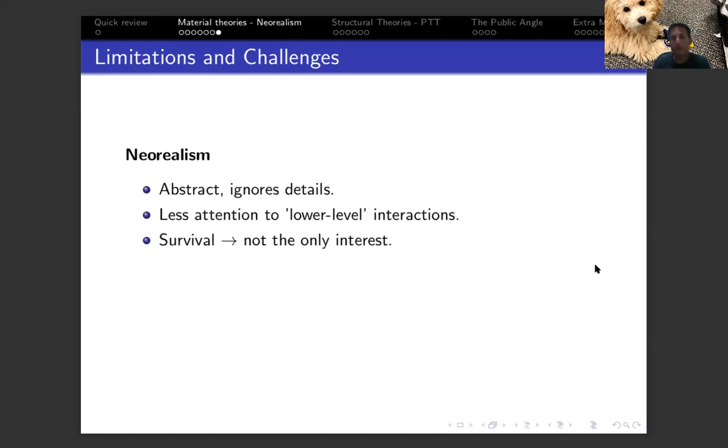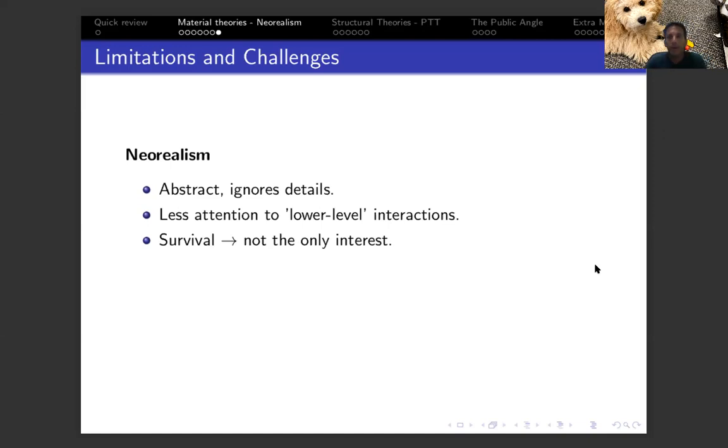The neorealist approach, of course, emphasizes the survival of nations above everything, and survival is important, but it is not the only interest of a state in the international system. So this is a limitation in some cases when we think about explaining the behavior of states. We'll go into much more detail next week when we talk about other theories, when we try to present other different interests that states have in the international system.